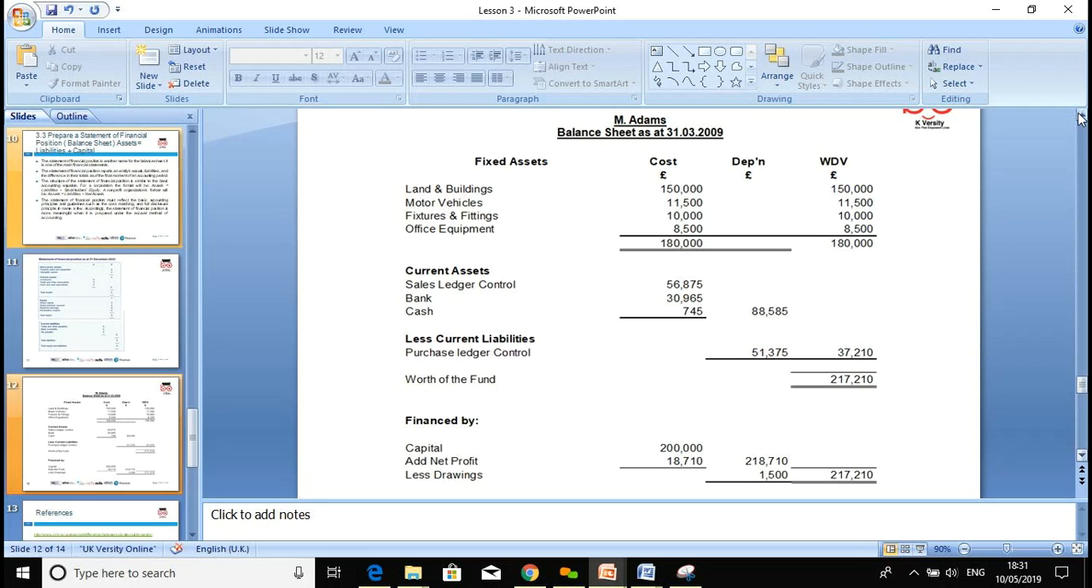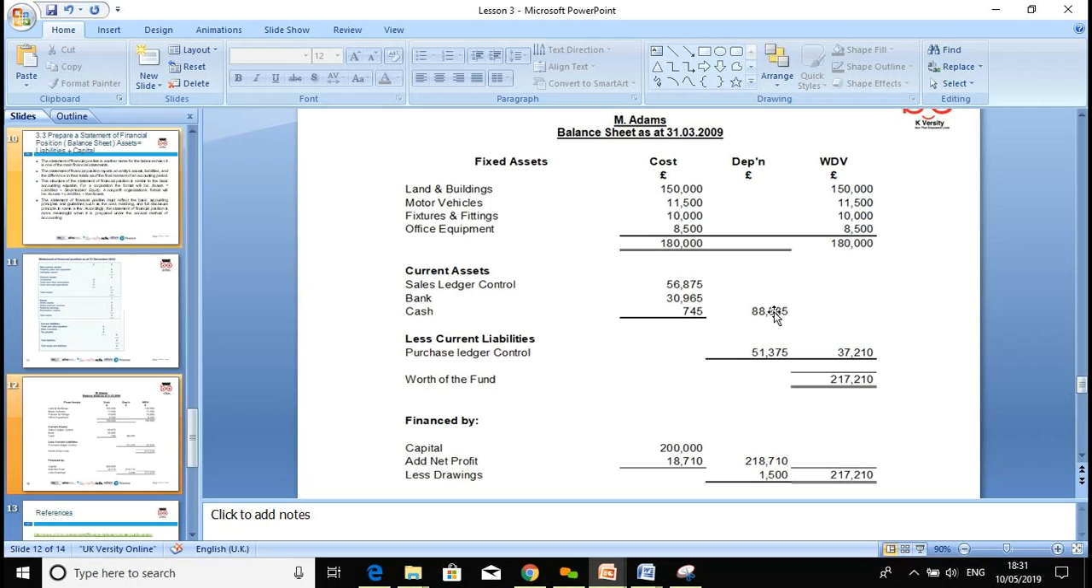Okay, next we're looking at Adam's balance sheet. We discussed the fixed assets, or non-current assets: land, building, fixtures, office equipment, at cost, when we bought it. And depreciation, we don't have depreciation on this. Depreciation means revaluation of an asset; we can increase or decrease. So that's our net asset value. Then we have current assets, the assets which keep changing in a year.